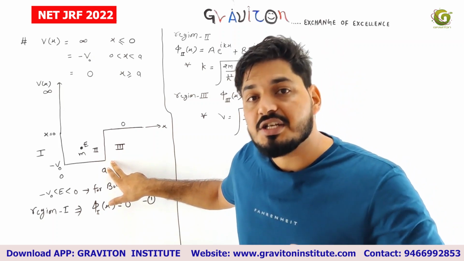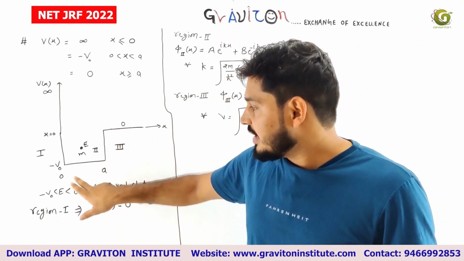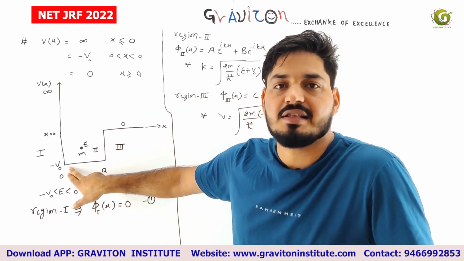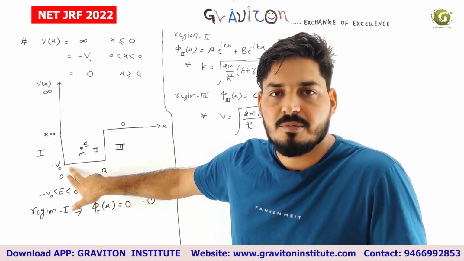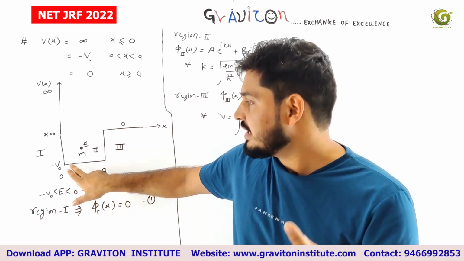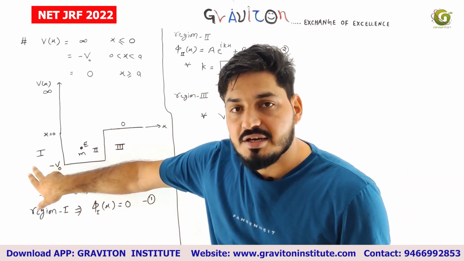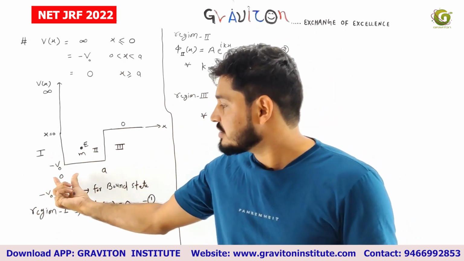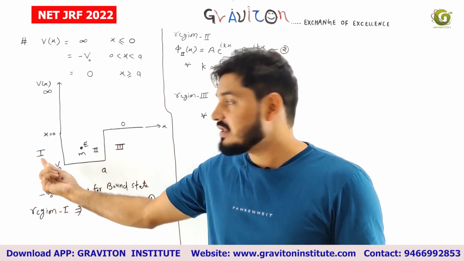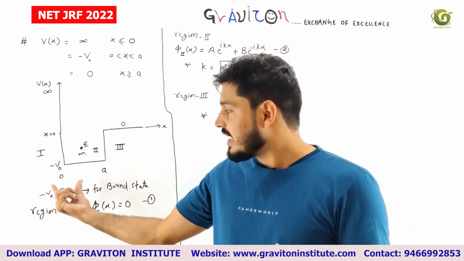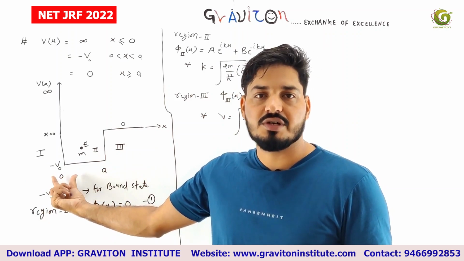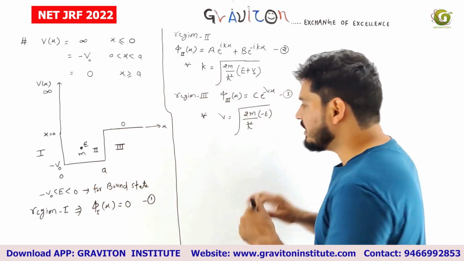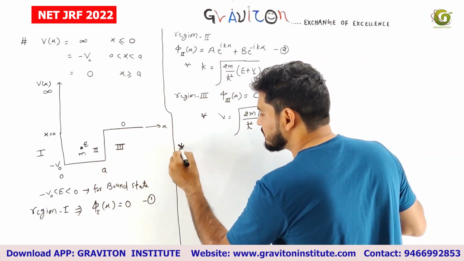Now under what condition will it be continuous at x = 0? How will you identify that it is continuous at x = 0? There is only one possibility: when the wave function in region 1 and the wave function in region 2 are equal at x = 0. When these two wave functions are equal, then only can I say that at x = 0 it is continuous. Similarly at x = a, right? So I will use the continuity of the wave function.